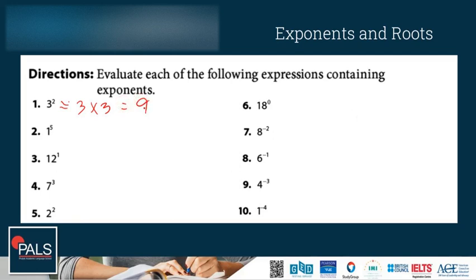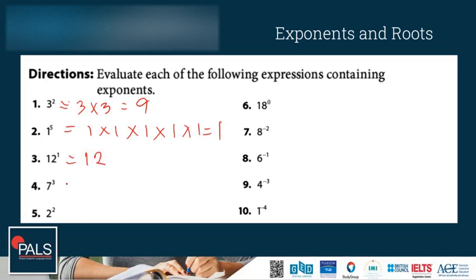1 to the fifth power is equal to 1 times 1 times 1 times 1 times 1, which is equal to 1. Number 3, 12 to the power of 1. Any number with an exponent of 1 is still the number. So the answer here is 12.